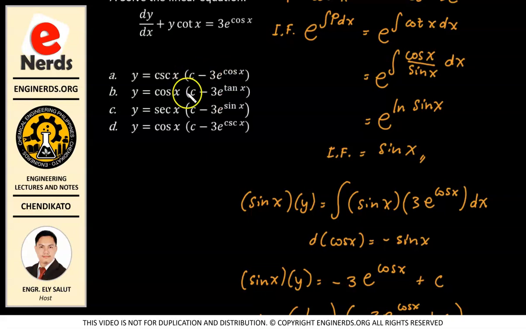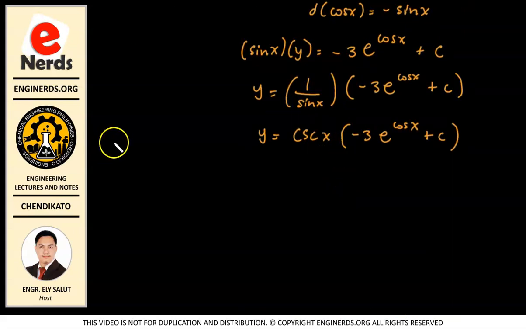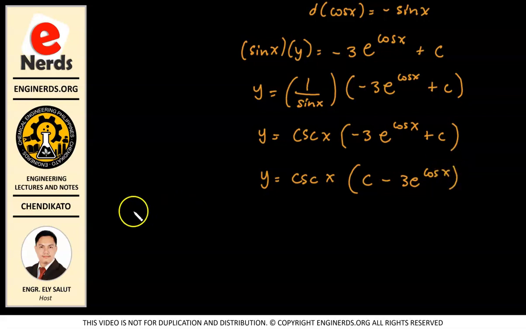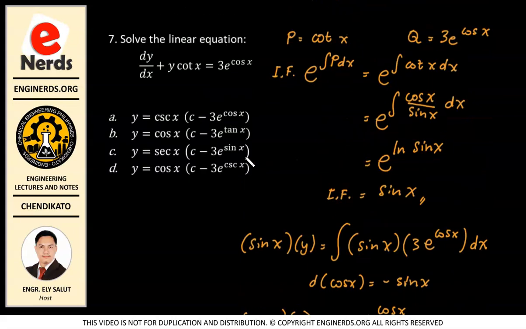However, the choice expresses it with the c placed first in the term, so we can do that here. We have y is equal to cosecant of x times c, minus 3e to the cosine of x. So this is our final answer, which is letter A in our choices.